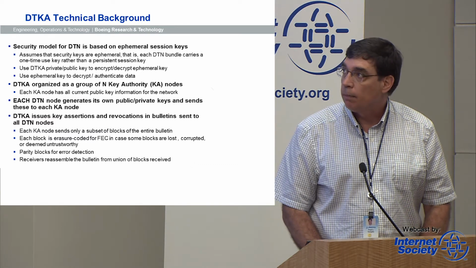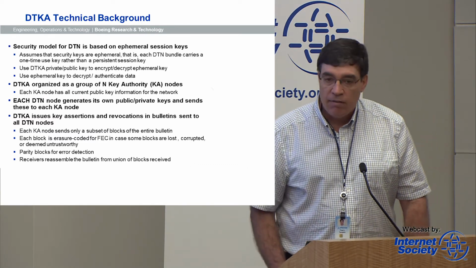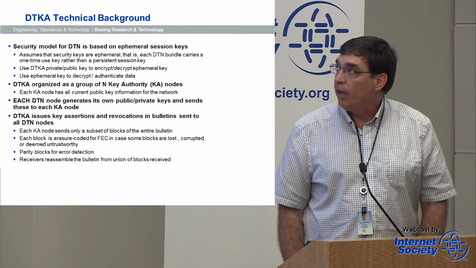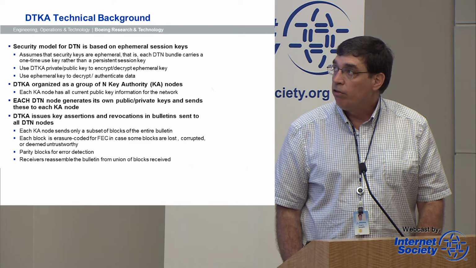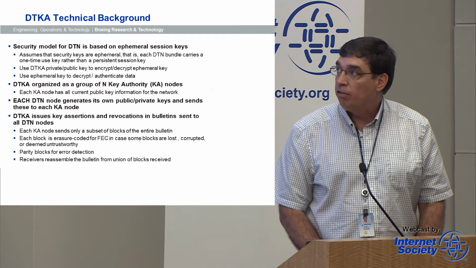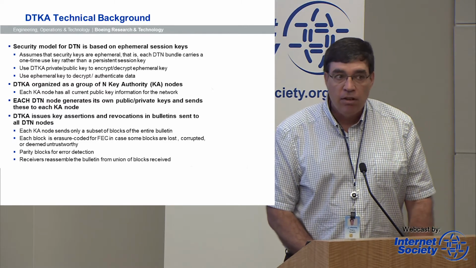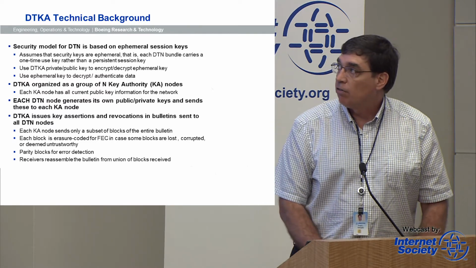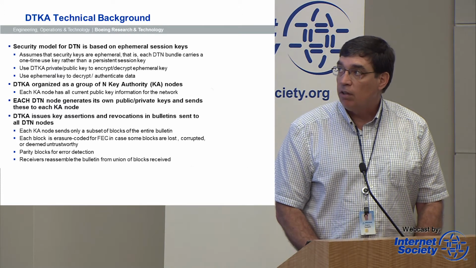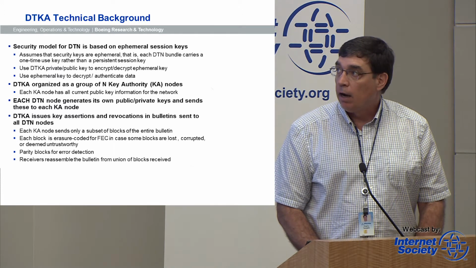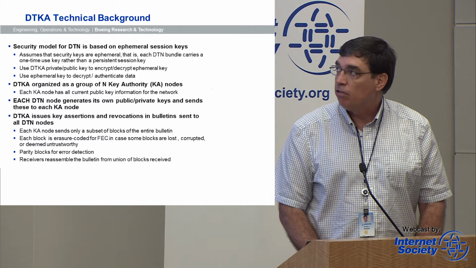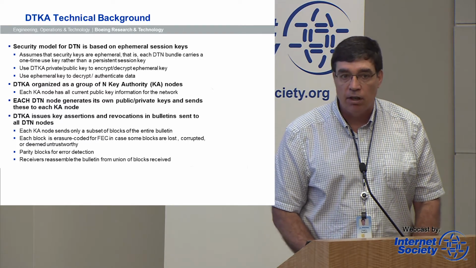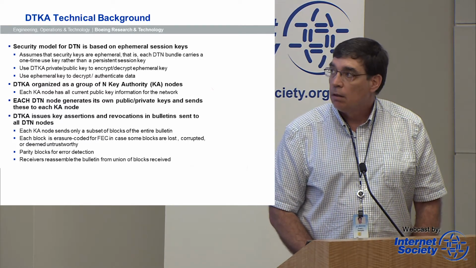the ephemeral key. The DTKA is organized as a group of N key authority nodes, where each node has all current public key information from the network. Each DTN node generates its own public-private keys and sends them to each key authority node. And DTKA issues key assertions or revocations and bulletins sent to all DTN nodes. Next chart.